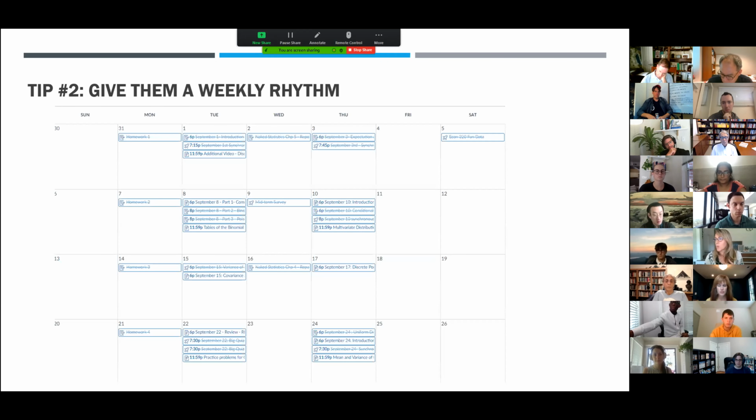Give them a weekly rhythm. For me, they have to do a lot. This is how their calendar on Canvas looks like. On the Monday, they have to turn in a homework that is written and their practical questions. On Tuesday by 6 p.m., they have to watch a video. They usually also take a quiz. Then they come to class. They do a synchronous quiz at the end of the class, and that's just here.